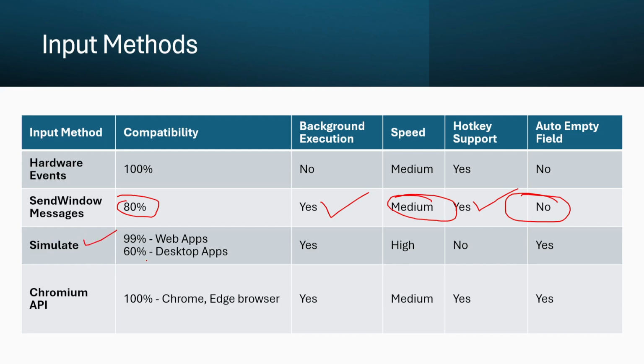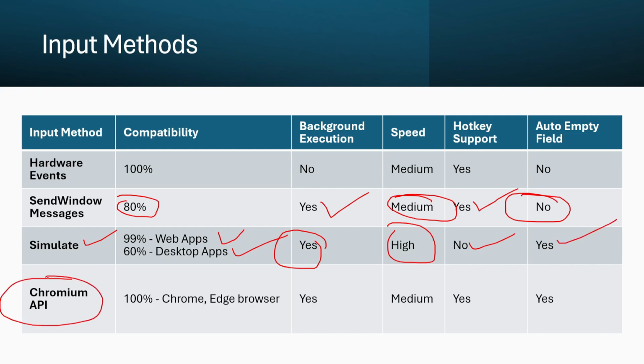Then the next one is Simulate. It supports 99% of web apps and 60% of desktop applications. Background execution, yes, it supports. Its speed is very high because it simulates on that particular UI element which you are targeting through the activities. It doesn't support any hotkey and it will auto empty the text boxes.